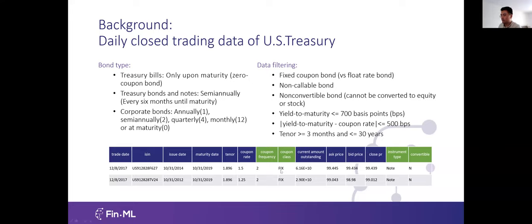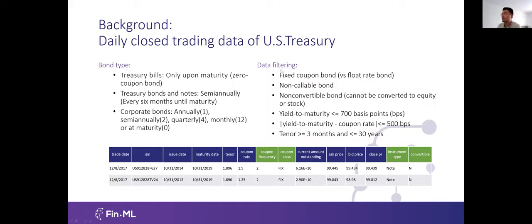And the coupon class shows here it's fixed. And we also have other floating rate coupon bonds. And this instrument type and the convertible type help us to figure out what kind of bond data we need. So based upon this coupon class, we have three divisions. So first, the treasury bills, which is a zero coupon bond, which means we do not pay any coupon payment. And then secondly, we have treasury bonds and notes, which are usually paid semi-annually. And for corporate bonds, we have many payments. It mostly appears with quarterly or monthly.